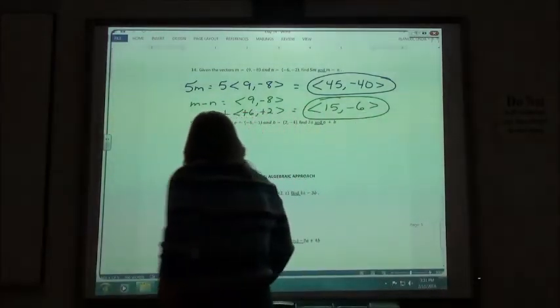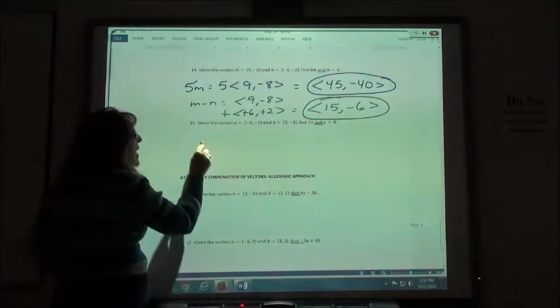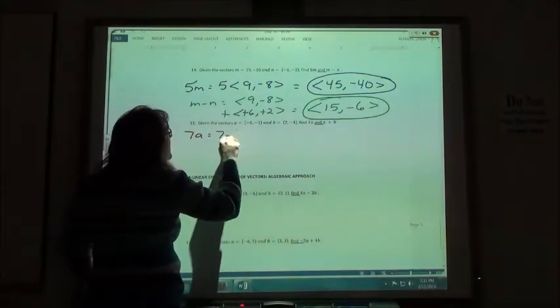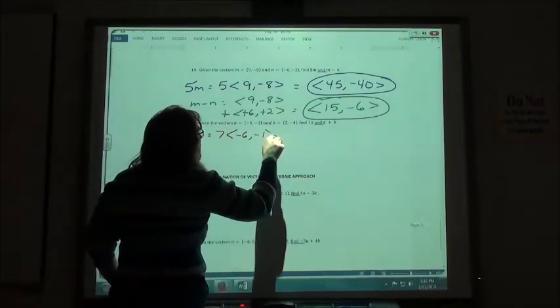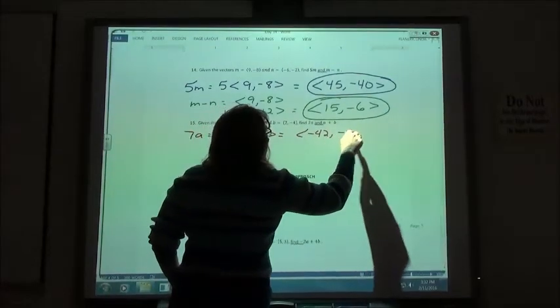And number 15, same kind of thing here. I'm going to do 7a first, so 7 times my a vector means I'm going to take 7 times negative 6 and negative 1. So I would end up with negative 42, negative 7.